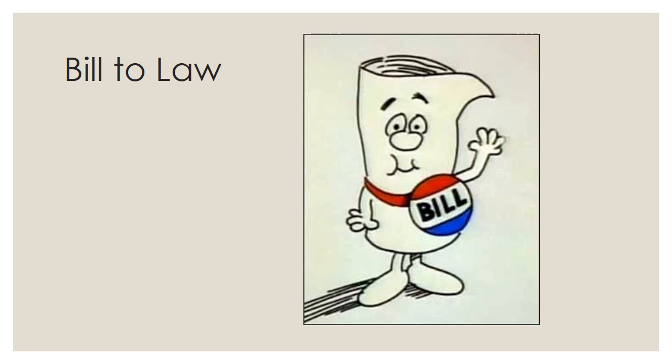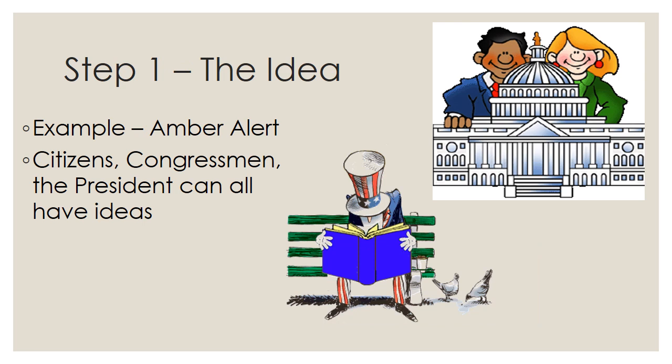So the bill to law process is not complicated. Well, I'm not going to make it complicated. It is quite complicated. I'm going to try to sum it down and really kind of bring it all into just a few steps. So the first step is to have an idea. The idea, for instance, might be something like an Amber Alert. As soon as a kid comes up missing, then we need to basically let the public know.